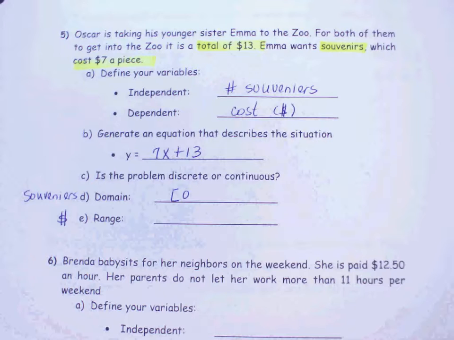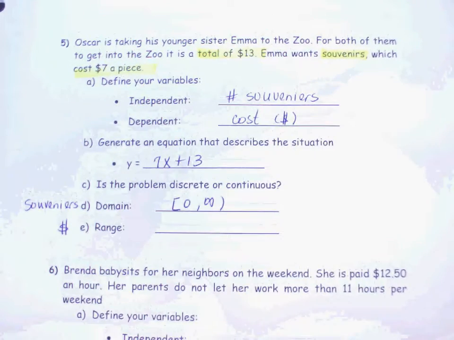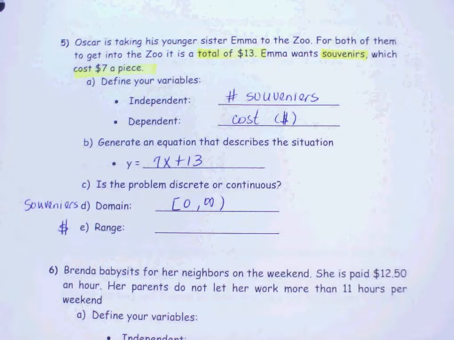Why is it not 7? What is the 7? 7 is the cost. It's not how many you're buying. It's the cost of each one. So it would be from 0 to positive infinity. So now, my domain is from 0 to positive infinity, because it's not telling you how much money they got. If they did tell you how much money they got, then it wouldn't be infinity, right?